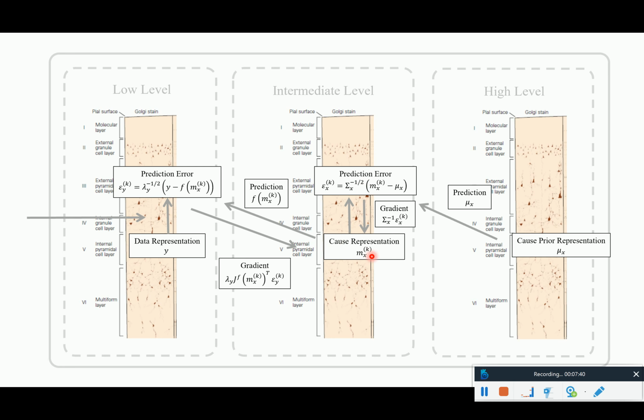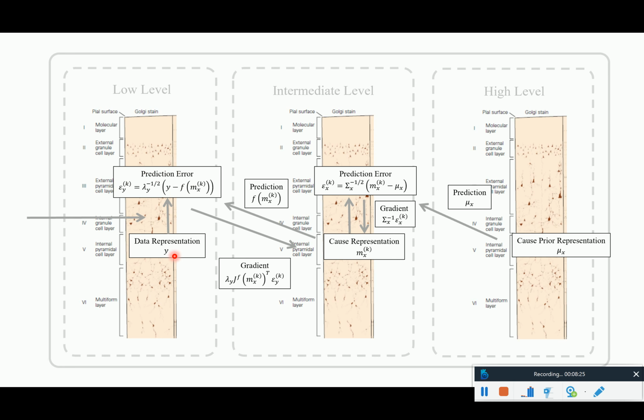At this intermediate level, there is a representation of this expectation parameter, and in a deeper pyramidal cell layer and in an external pyramidal cell layer, something that you can detect again, there's again a prediction error, in this case between the cause representation, so the variational expectation parameter, and the prior expectation. And then at the highest level, there is the representation of the prior. So the idea is that always external pyramidal cell layers represent prediction errors.